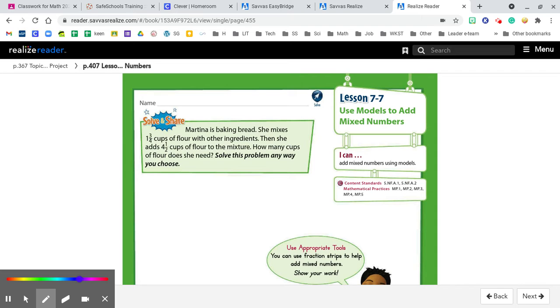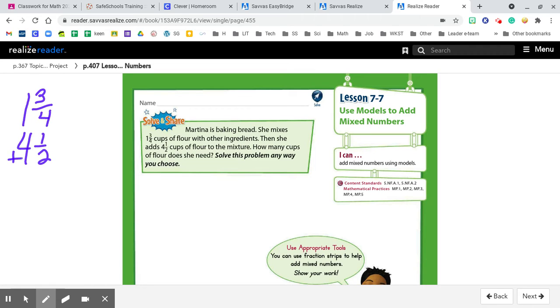So she mixes 1 3/4 cups of flour, and then she adds 4 1/2 cups of flour. So how many cups of flour does she need in all? So here we are going to be renaming fractions. Don't get scared. And adding the whole numbers in. We might do a little reducing. So 3/4 plus 1/2. We follow the rules with fractions.